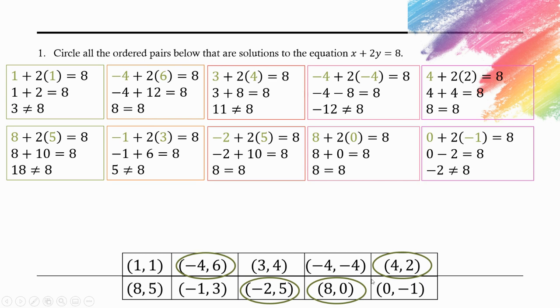So these are the 4 solutions from these options that are all solutions to this equation. Now this linear equation, if we graphed it, would be a line. So there are an infinite amount of solutions to this equation. So these are just the 4 from this set that satisfy that equation.